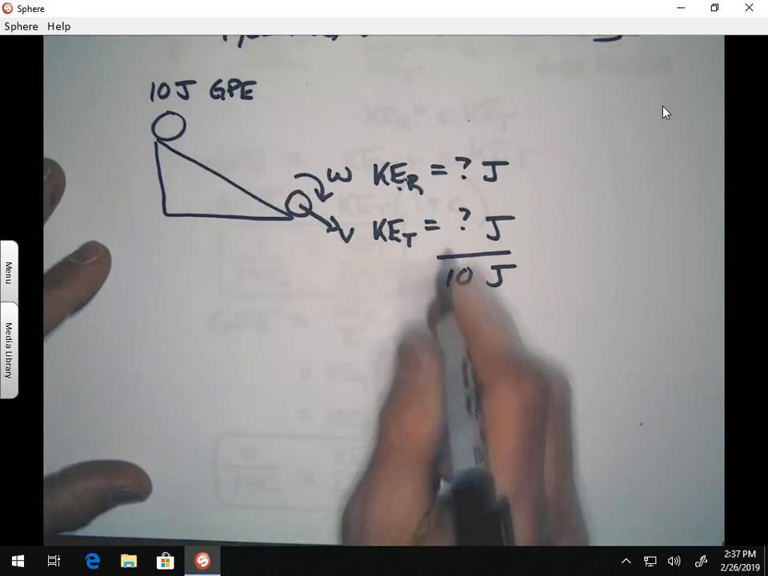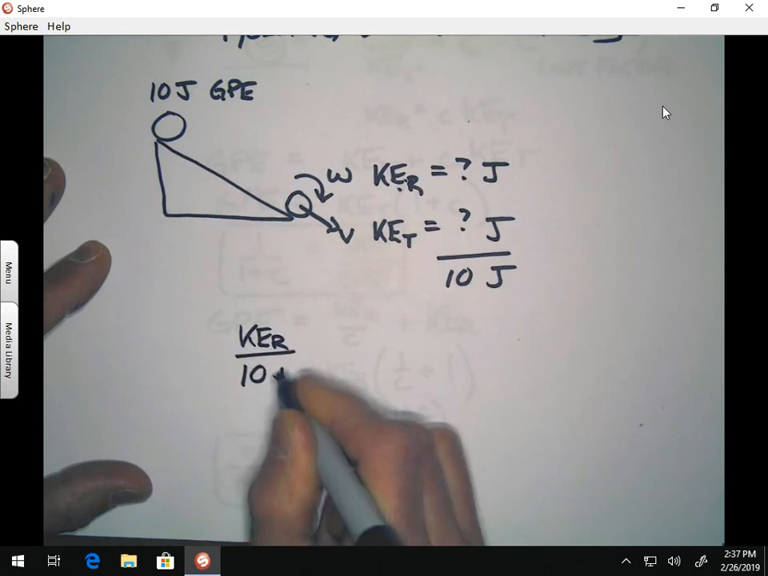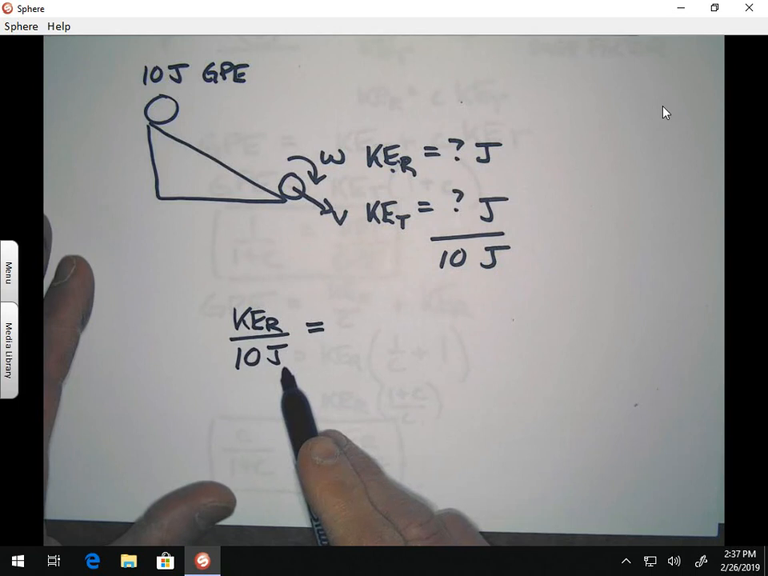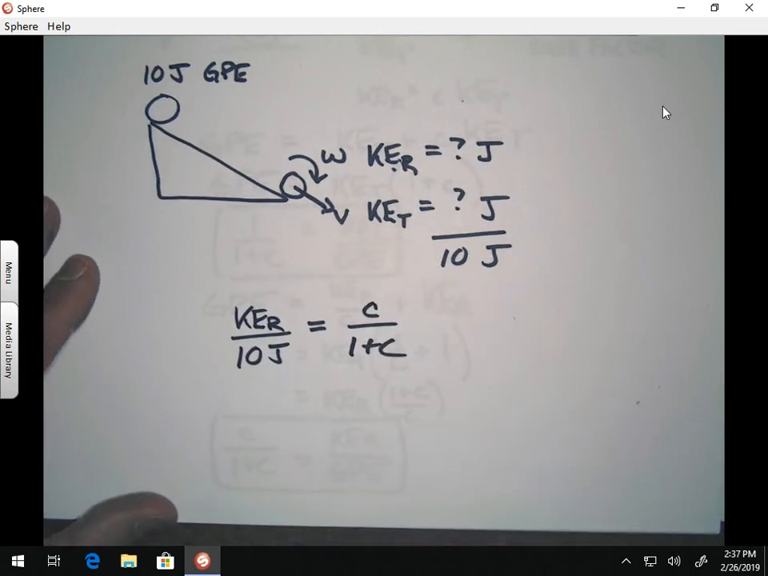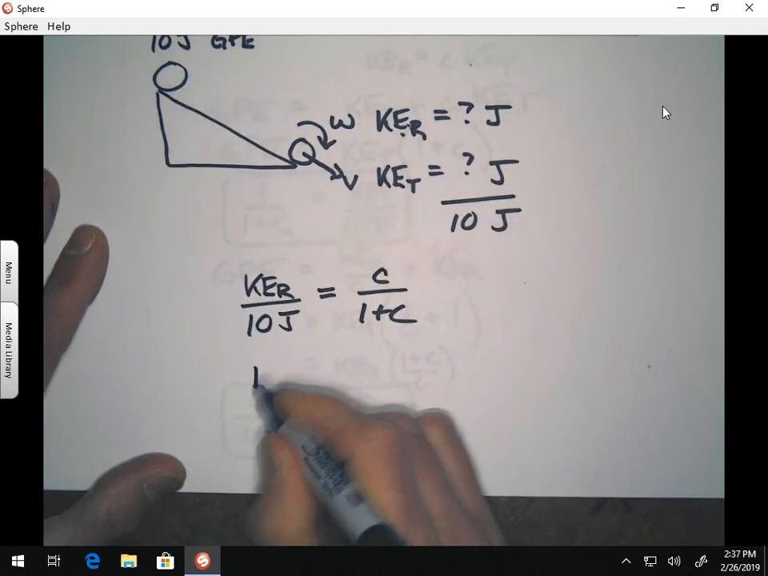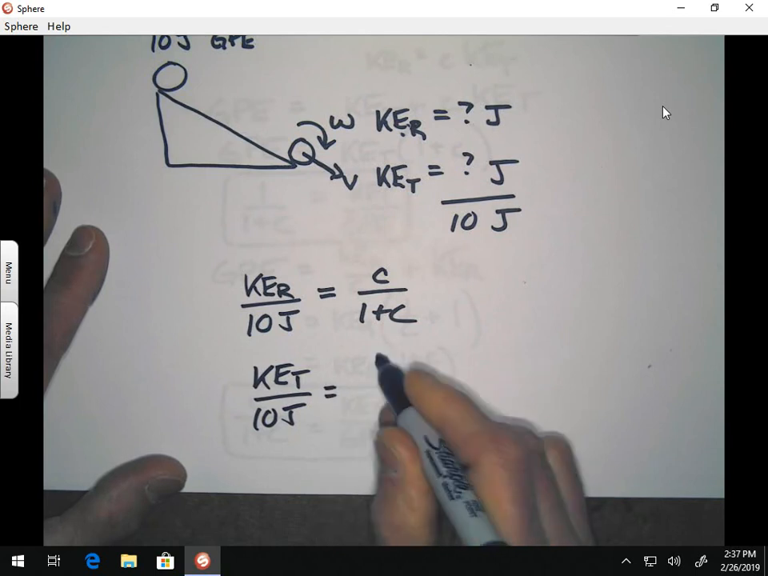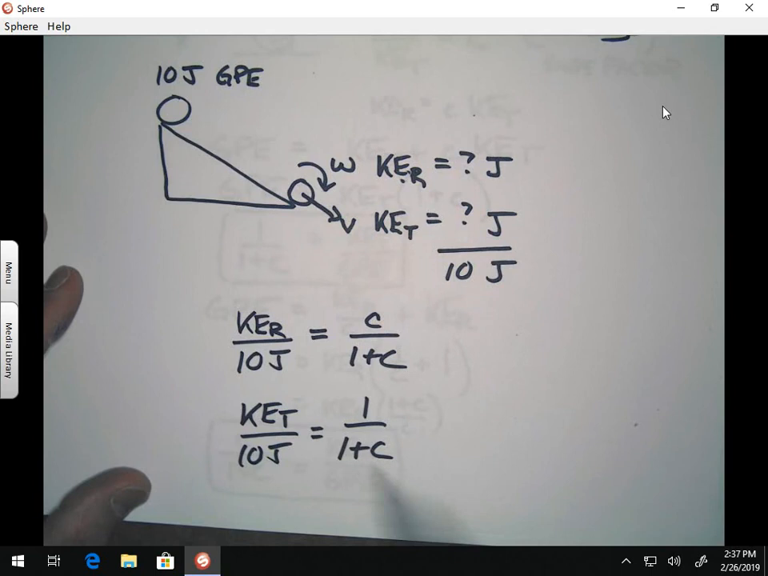So if I want to know how much rotational energy I have, I would take rotational divided by 10 joules. That's going to be equal to C over 1 plus C. If I want to know about translational, out of 10 joules, I would do 1 over 1 plus C. Right? So I'm just using those two box formulas.